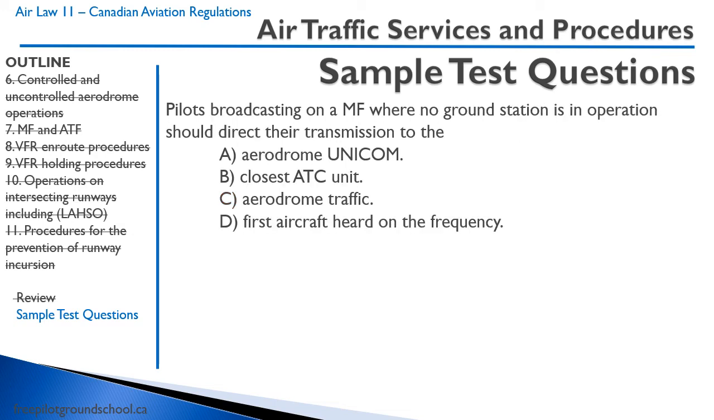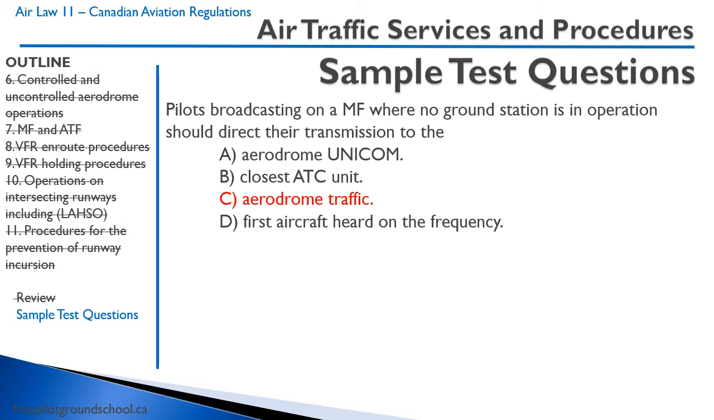Pilots broadcasting on an MF where no ground station is in operation should direct their transmission to, well, process of elimination, aerodrome Unicom. No, there's no ground station. Closest ATC unit? No, there's no ground station. Aerodrome traffic. Well, that is the correct answer. Or first aircraft heard on the frequency. Well, you do need to make a radio call, and you're not going to wait until there's other traffic. So the correct answer is C, aerodrome traffic.